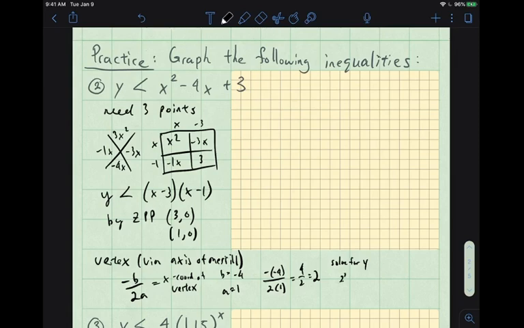So 2 squared minus 4 times 2 plus 3. Four plus 3 is 4 minus 8 plus 3. Positive 4 plus 3 is 7. The vertex is at 2, 7. We have our 3 points, and that's enough information.